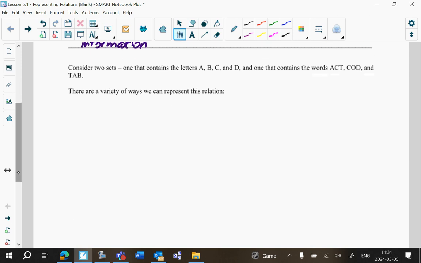So here's an example of one. Two sets of information. We've got one set that contains the letters A, B, C, and D. So how many elements are in that set? 4. And we've got another set that contains 3 words: act, cod, and tab. How many elements are in that set? 3. Right? So right now, we haven't talked about how they're related to each other. As soon as we talk about how they're related to each other, then we've formed a relation. Okay?